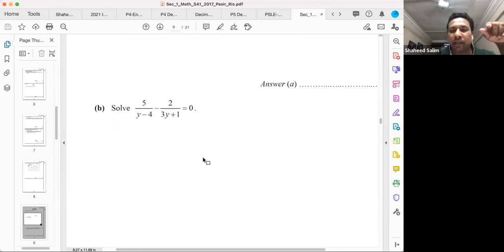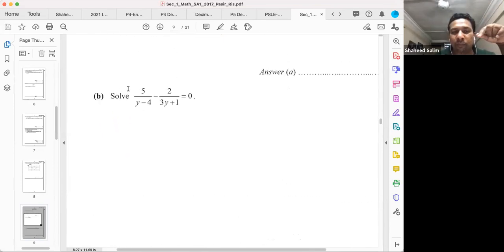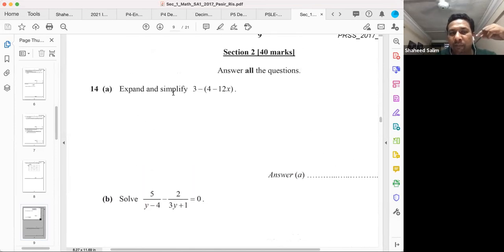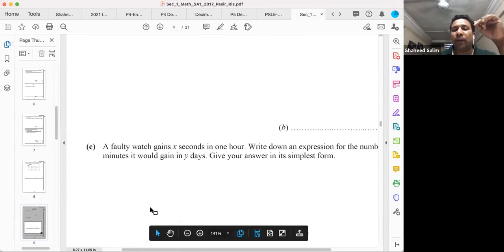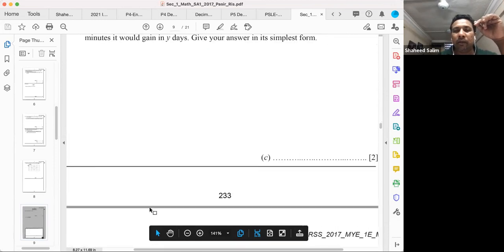This one we just did, right? So remember, solve means you need to find what y is. Expand, simplify, you don't need to find the unknown. Solve, evaluate, you must find the unknown. Like solving a murder. Okay, now this one.